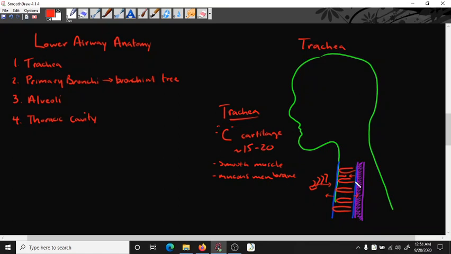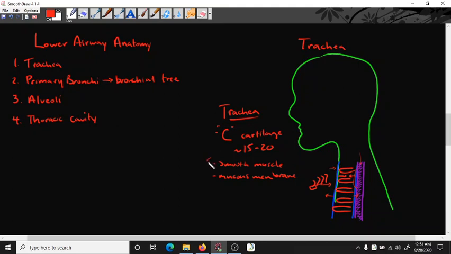It's open at the back so that when you swallow food, your esophagus can expand, right? It can expand and push against the posterior. This is the anterior, that means towards the front. It can push against the posterior wall of the trachea and allow that food to go past.